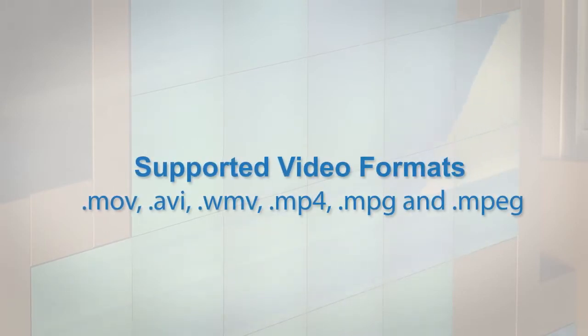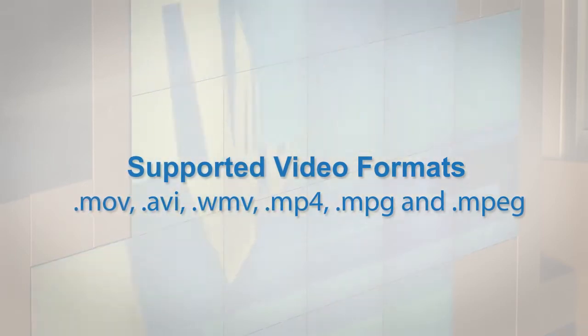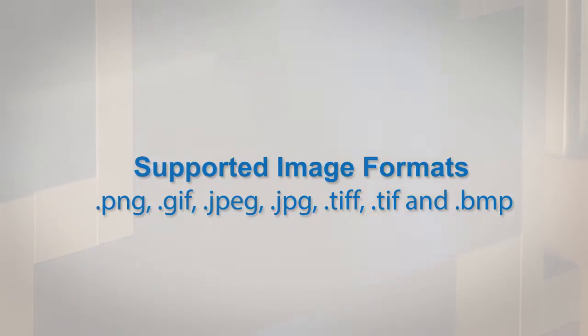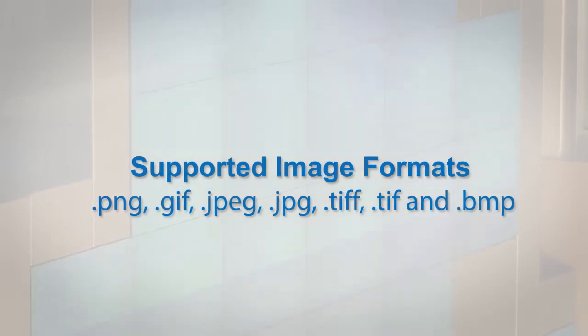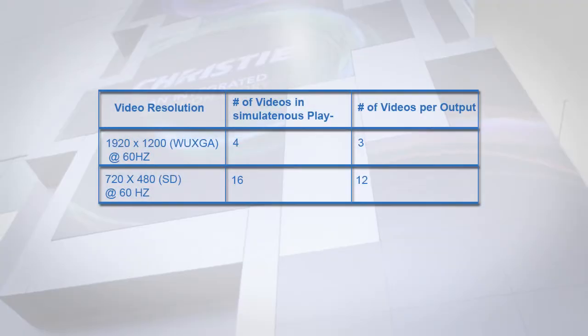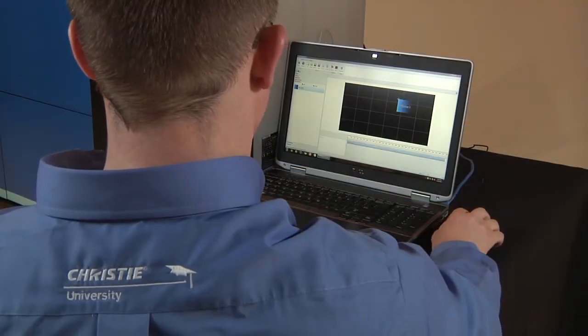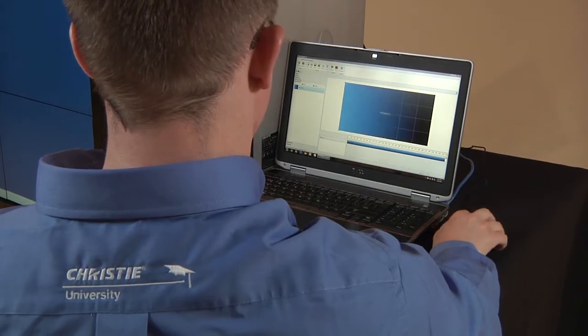The following video formats are supported: .mov, .avi, .wmv, .mp4, .mpg, and .mpeg. The following image formats are supported: .png, .gif, .jpeg, .jpg, .tiff, .tif, and .bmp. Although limitations are provided using standard VESA resolutions, a wide range of non-standard resolutions, common with microtiles, are also supported within the equivalent bandwidth.